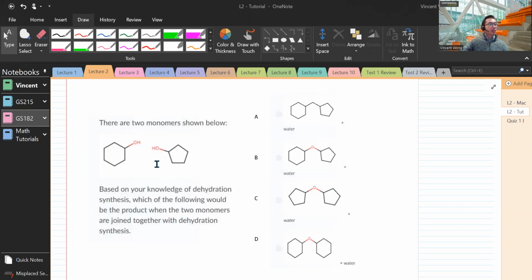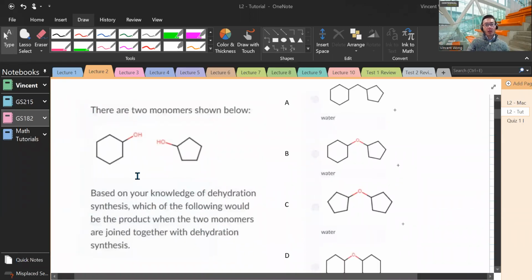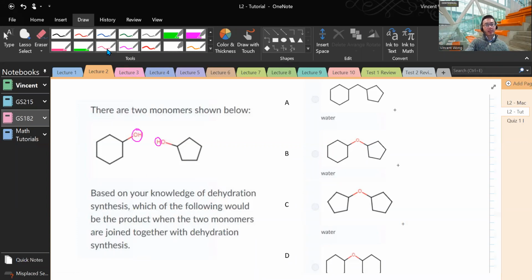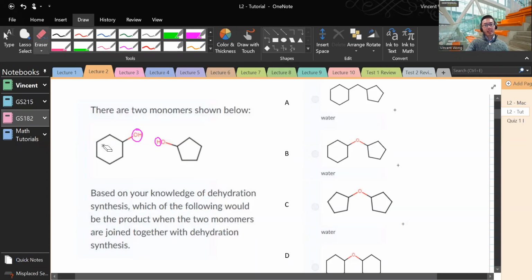So let's take a look at this question again. We have two monomers. You don't have to know what the hexagon and pentagon are. They basically mean that these are carbons. But even if you don't know that, you can still do this question. Here we have OH and OH, right? In the example we just did before the poll, we remove an OH and remove an H, and as a result, we'll be able to connect the hexagon with the pentagon with an oxygen in the middle.